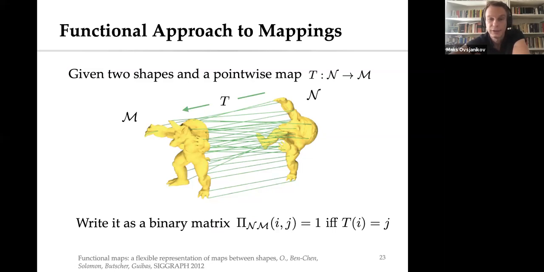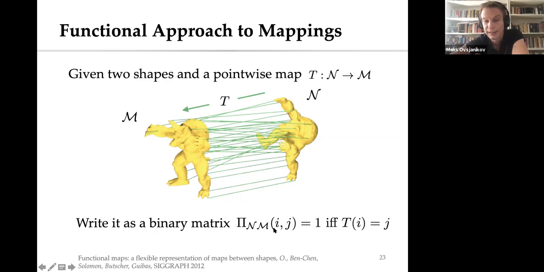So the idea is, let's suppose that I have this pair of shapes M and N, and I have a mapping T between them. This is some correspondence between points on N and points on M. Once again, I'm presenting this material in a slightly different way, but I think this is actually more clear. So let me write this mapping as a matrix, right? This binary matrix will have the number of rows equal to the number of vertices on N, and the number of columns equal to the number of vertices on M.